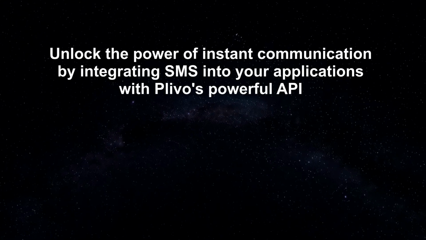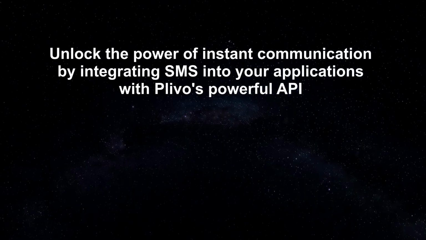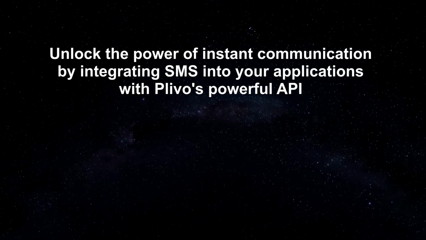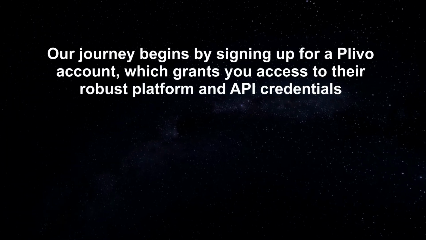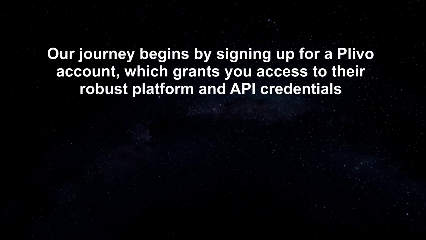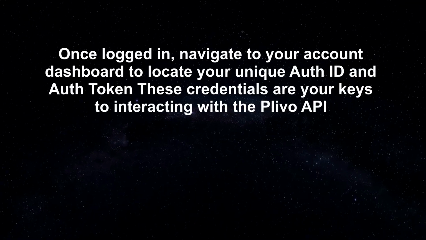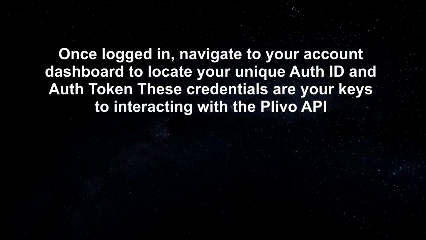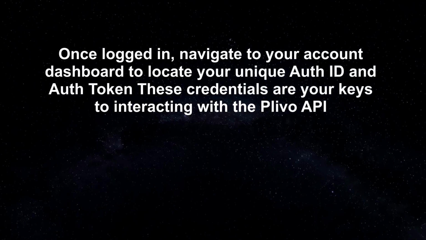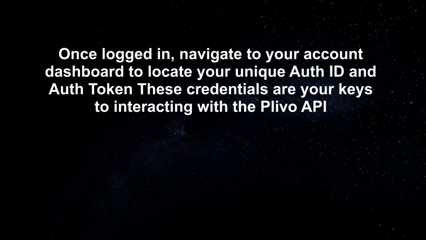Unlock the power of instant communication by integrating SMS into your applications with Plivo's powerful API. Our journey begins by signing up for a Plivo account, which grants you access to their robust platform and API credentials. Once logged in, navigate to your account dashboard to locate your unique Auth ID and Auth token. These credentials are your keys to interacting with the Plivo API.